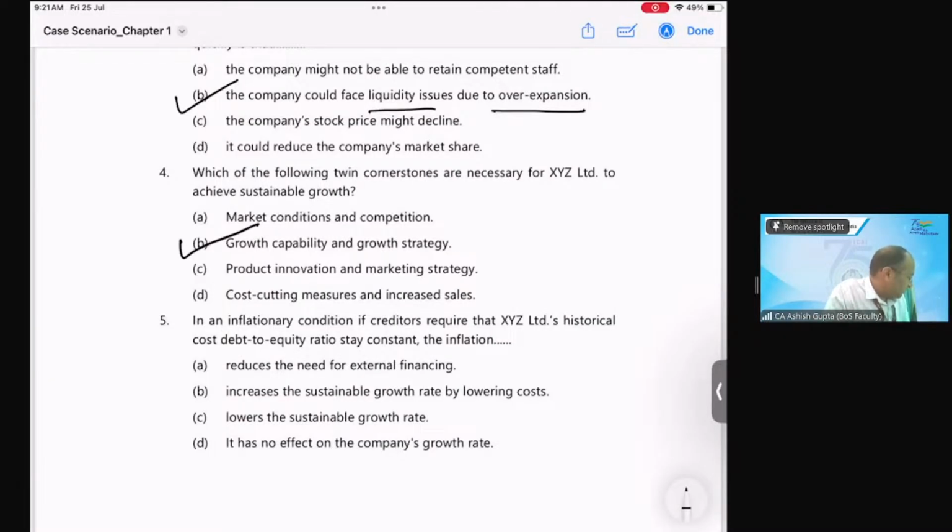Now we are coming to the last question. Yes, in an inflationary condition, you are right, both of you. If the creditor requires that XYZ Limited's historical cost of debt stay constant, then inflation lowers the sustainable growth rate. One student has given option A. Let me check who has given this option.